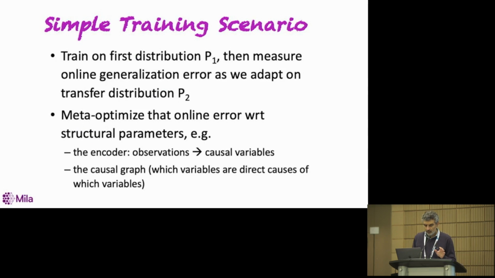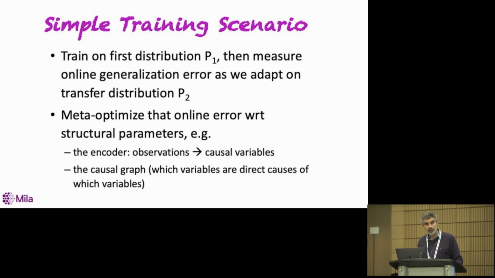So, as a concrete thing, as a first step towards this very ambitious goal, let's consider a simple scenario where we just have two distributions, a training distribution and then a modified distribution. And we're going to do two things. We're going to optimize with respect to that speed of online adaptation. We're going to optimize an encoder that maps observations like pixels to a space of variables. And then in that space, we're going to have a graphical model, a directed graphical model in those experiments, that captures the joint in that space.